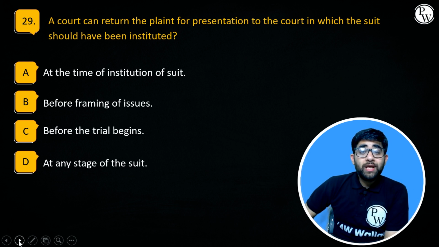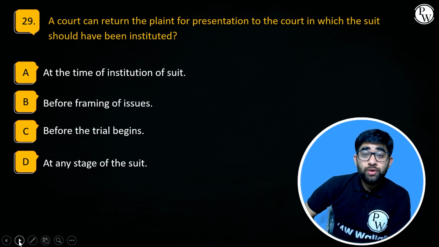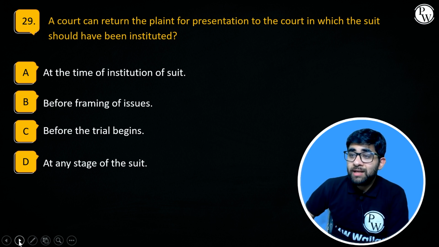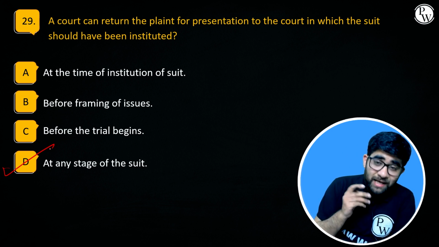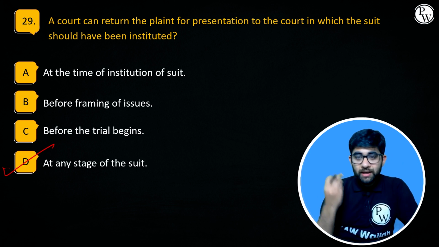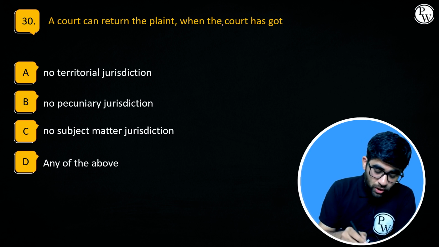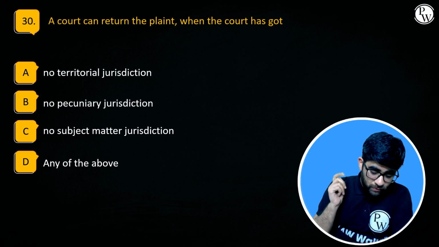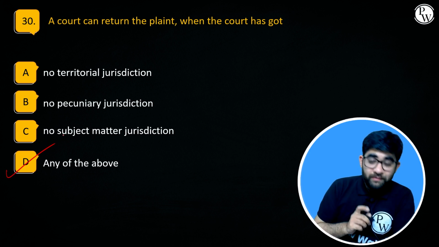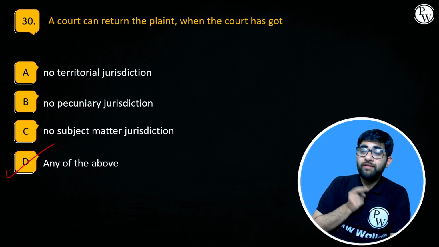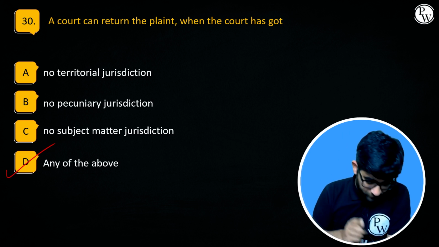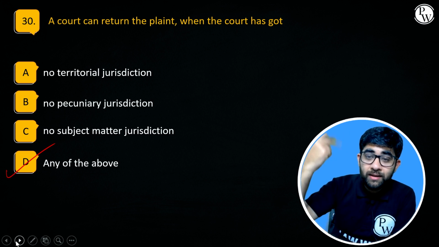29. A court can return the plaint for presentation to the court in which the suit should have been instituted at the time of institution of the suit, before the framing of issues, before the trial begins, or at any stage. The answer to this is at any stage. Any stage the court thinks I do not have the jurisdiction, it can return the plaint. A court can return the plaint when the court has got no territorial jurisdiction, pecuniary, subject matter, any of the above. The answer to this is any of the above. If any of the above is missing, then it can be returned for presentation of the same in competent court.